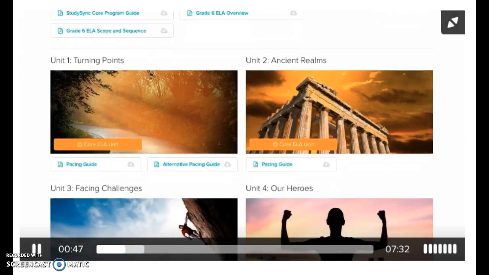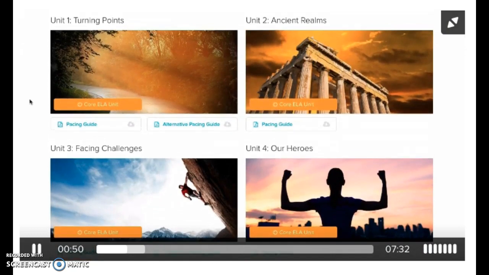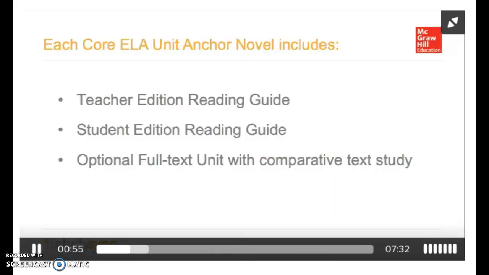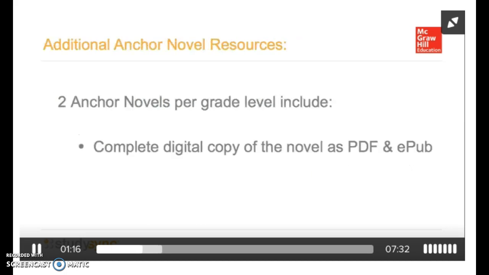At each grade level, StudySync's Core ELA curriculum provides multiple anchor novel choices within the 4 thematic units. Each Core ELA unit anchor novel option includes a teacher edition and student edition reading guide with recommendations and support for a close reading of the anchor novel, and an optional full text unit with comparative text study. For 2 of the anchor novels per grade level, StudySync also provides the complete digital copy of the text as a PDF and EPUB file.